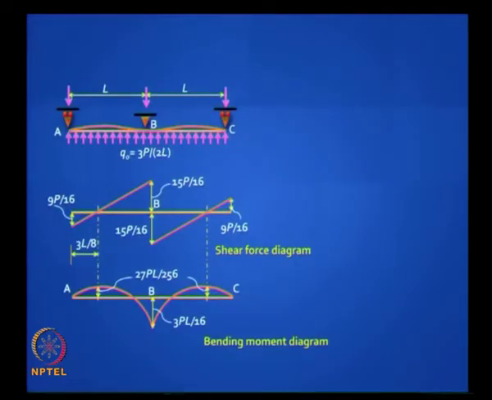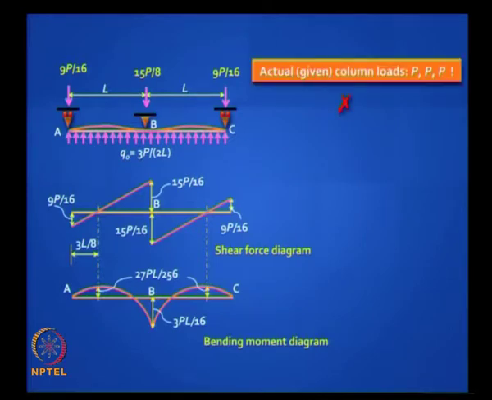Why is it wrong? Because if you work backwards and find the reactions at A, B and C, you will get something interesting. You will get 9P by 16, 15P by 8 and 9P by 16, but you began by saying it is P, P, P. So there itself you can see that there is an inconsistency, right. So it is wrong.